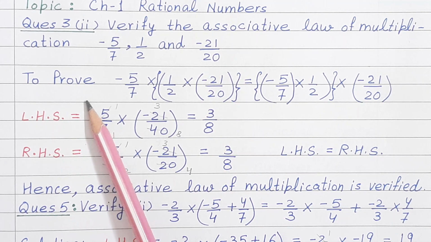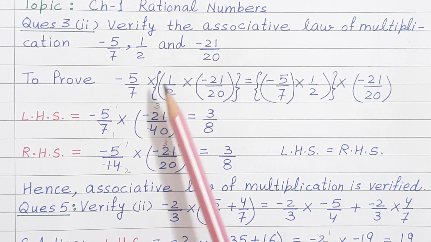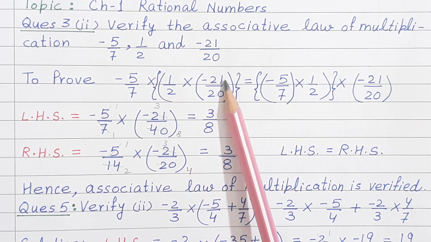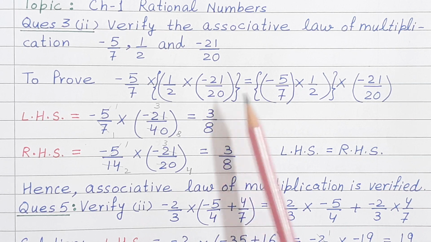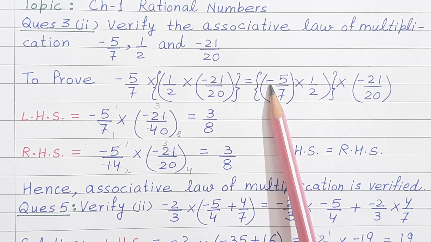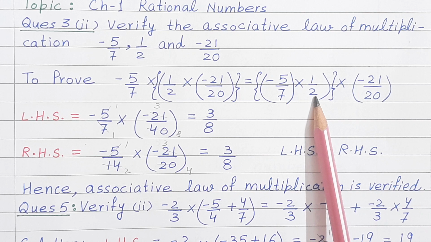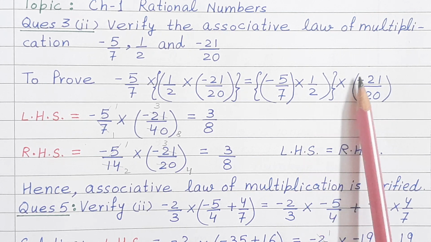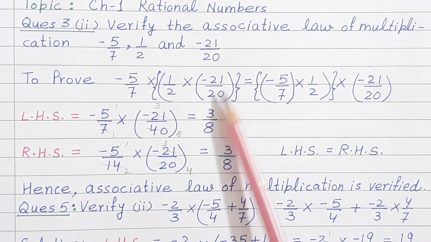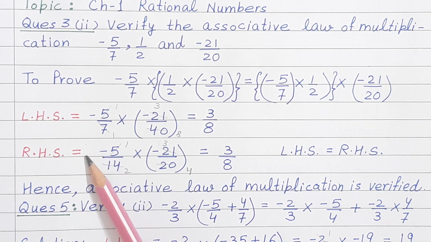Now we have to prove that minus 5 upon 7 multiplied by, now within the bracket, 1 by 2 multiplied by minus 21 upon 20, is equal to, now within the bracket, minus 5 upon 7 multiplied by 1 by 2. Now outside the bracket, multiply by minus 21 upon 20. Now students, here also we will solve right hand side and left hand side separately.